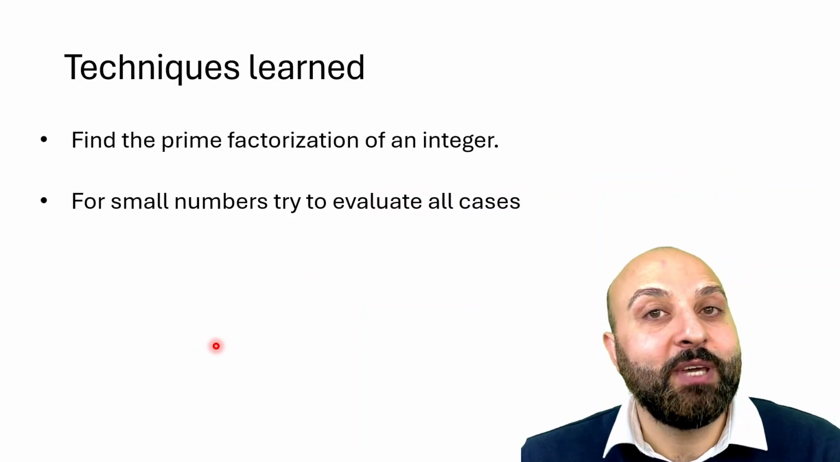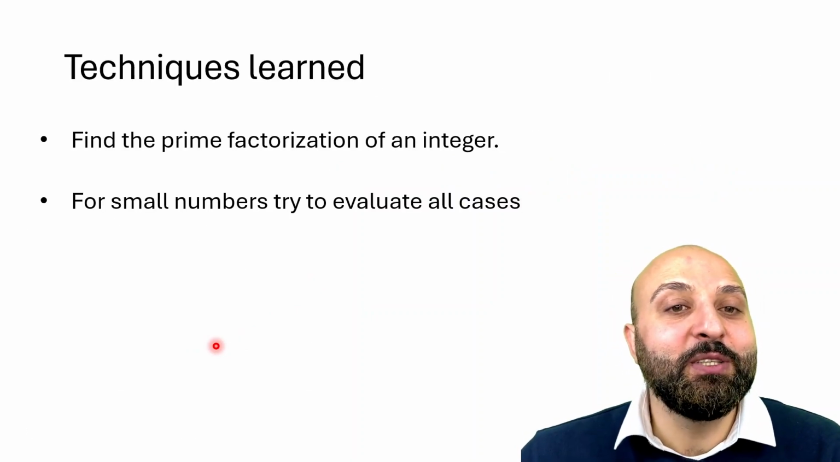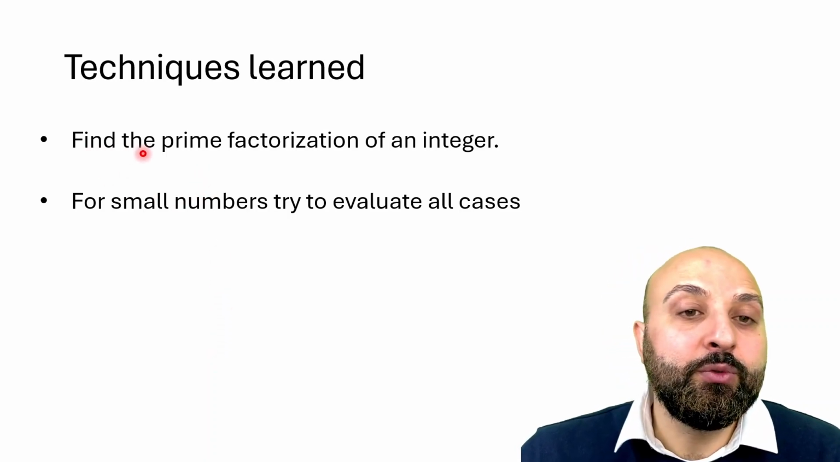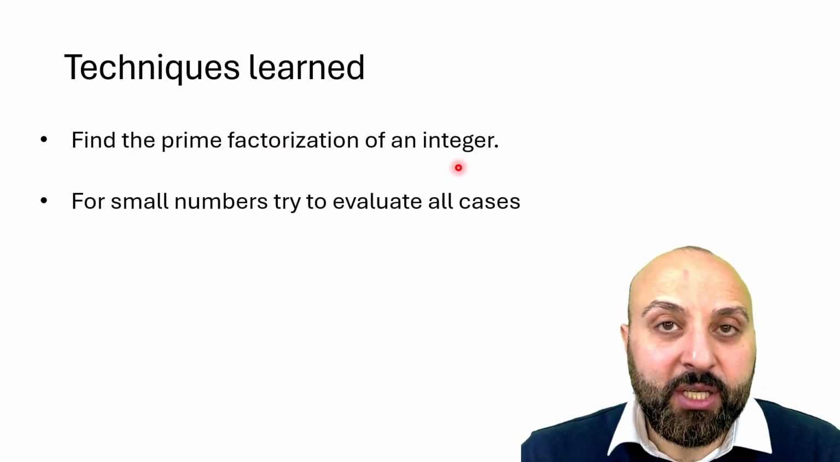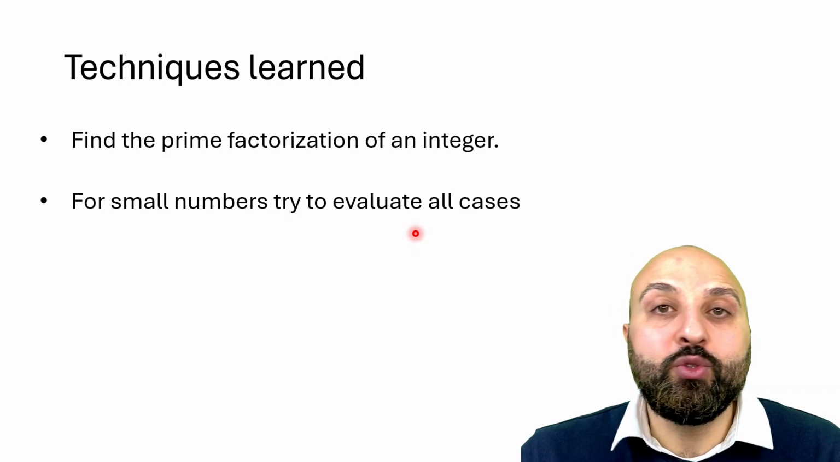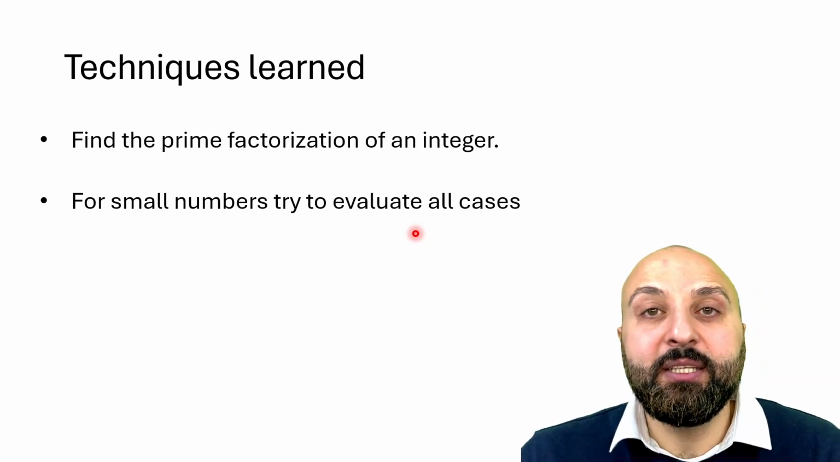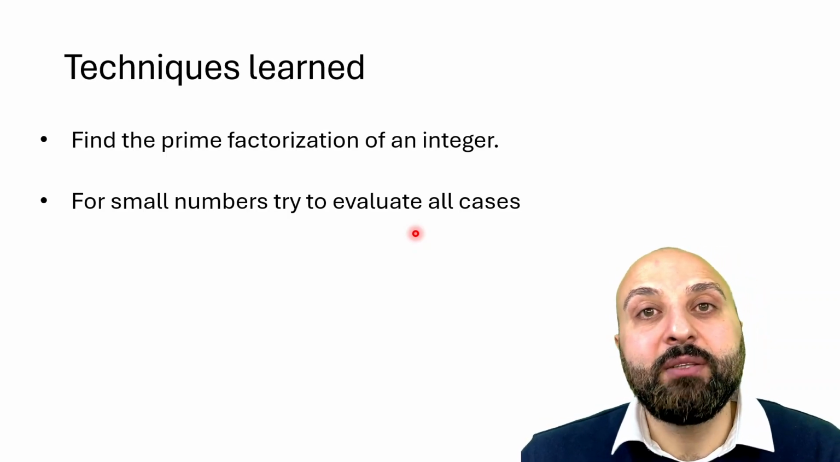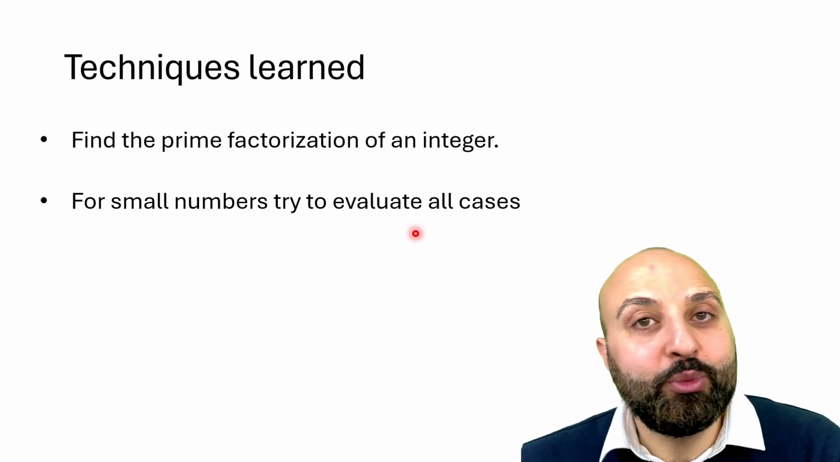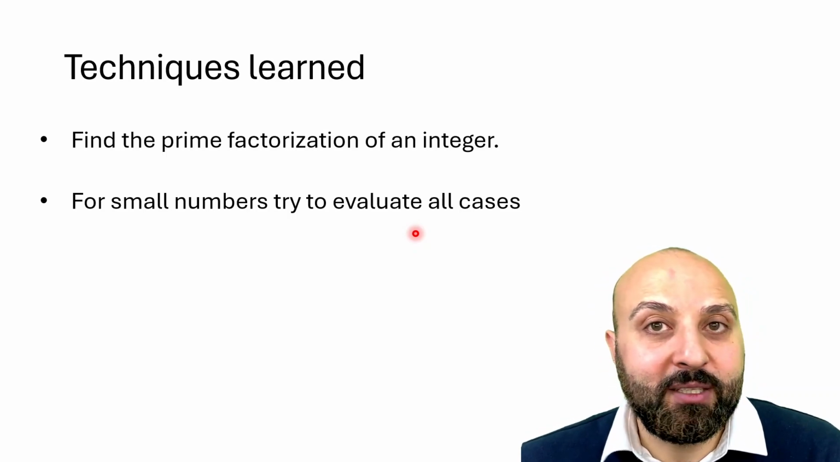All right, let's see what we have learned. It was a very easy question. So if you have a number, you have to find the prime factorization of an integer. And for a small number, usually you can try to evaluate all cases, or you can try to multiply it and find out the answer right away. You don't need to prove something general that wastes a lot of time in the exam.